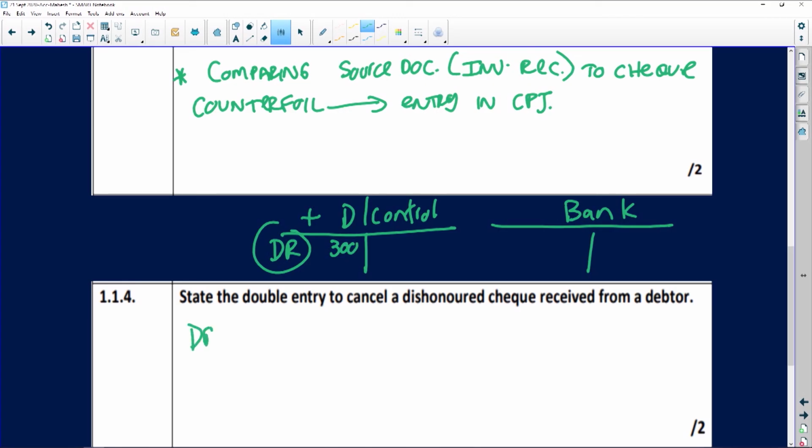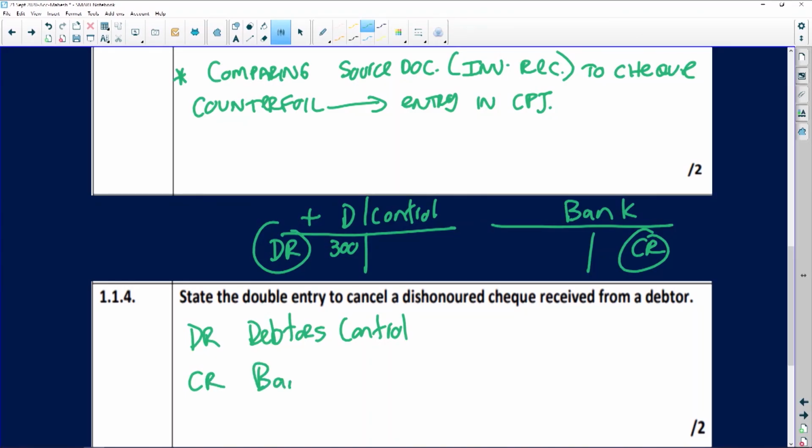So you're going to debit debtor's control, and your bank account will be credited because remember, you didn't receive that money, and obviously you've got to cancel the entry that you made when you received the check from the debtor. So you would credit your bank account. Okay, right.